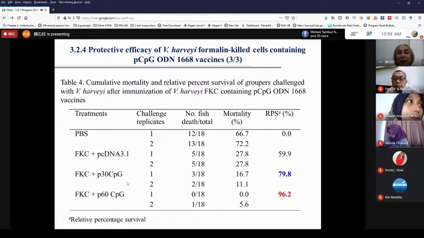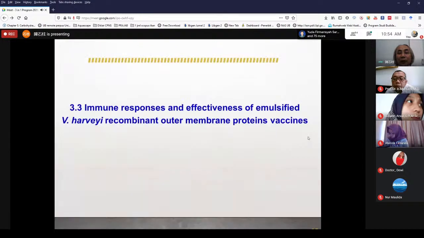So it means the 60 copy or 30 copy can enhance the vaccine efficacy as a good adjuvant in the Vibrio harveyi vaccination in the grouper. Okay, last one is the immune response.